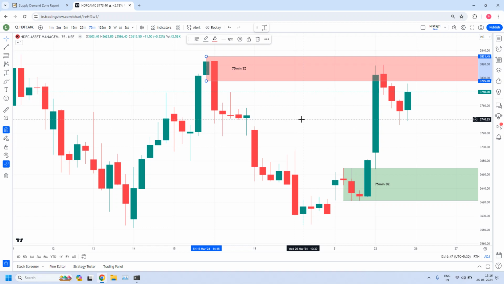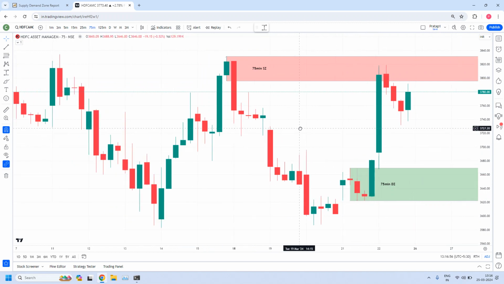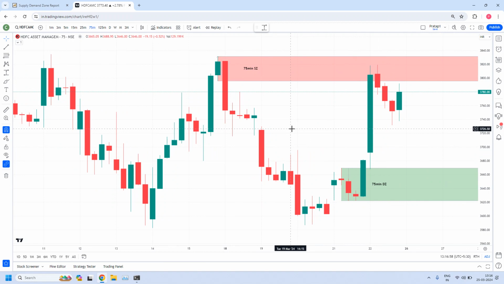So this is our entry zone, and this should be the target zone. This is currently supporting a bullish trade setup. Even while coming down, there are no 75 minutes supply zones in between. Definitely the 75 minutes trend won't be changed. It's still an uptrend only.